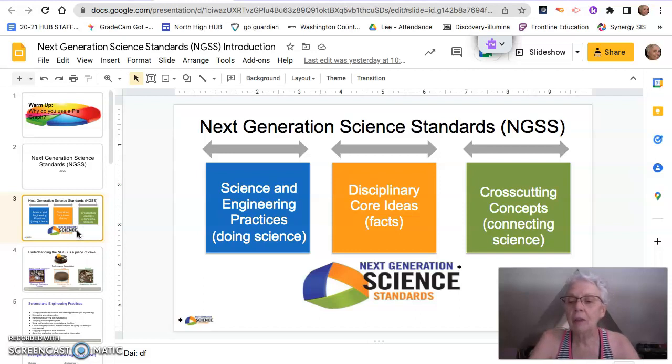So first of all, whenever you talk about NGSS, it is a trifold way of looking at science. First, we look at science and engineering practices, which is doing science. So how would we go about doing it? We look at the disciplinary core ideas. These are the facts you need to know. And then lastly, we'll be looking at cross-cutting concepts, which is connecting sciences together.